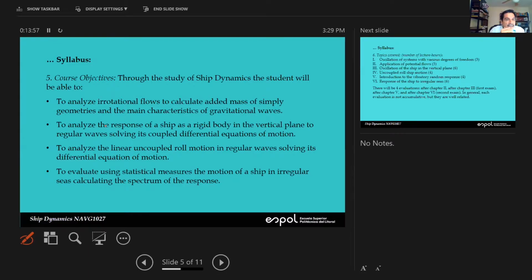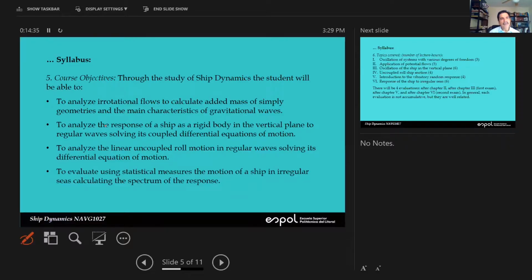The third objective is you have to be able to analyze uncoupled roll motion. Consider that the ship receives waves from the side and it will respond with roll. The problem is that if we consider, for example, roll and heave, that will increase the complexity of the problem. So to analyze this problem, we consider the simplest situation, which is uncoupled roll motion. This is one single differential equation of motion, okay?